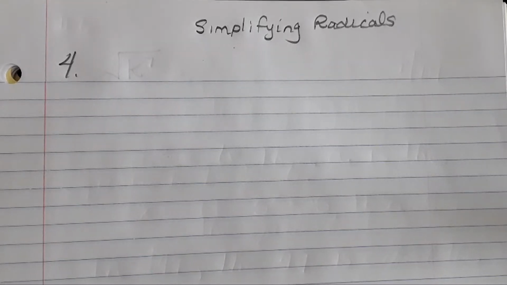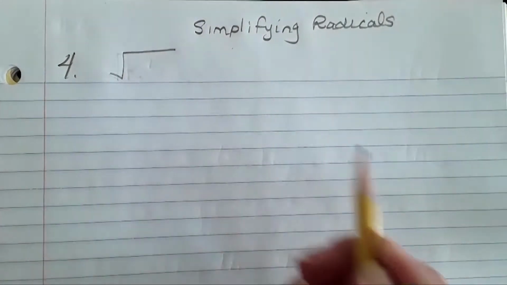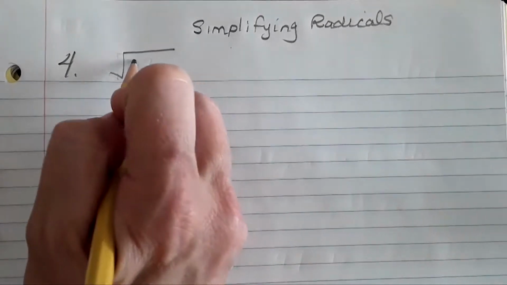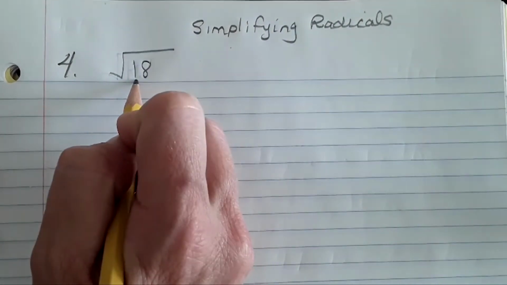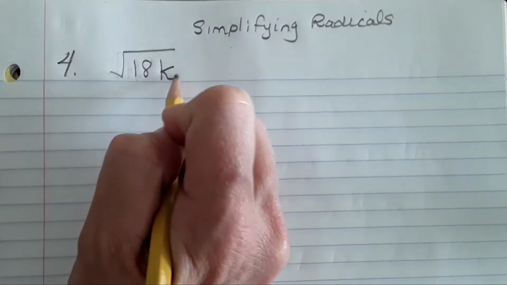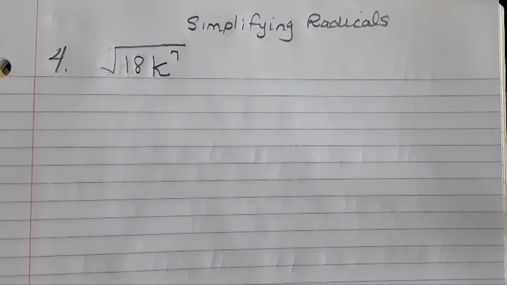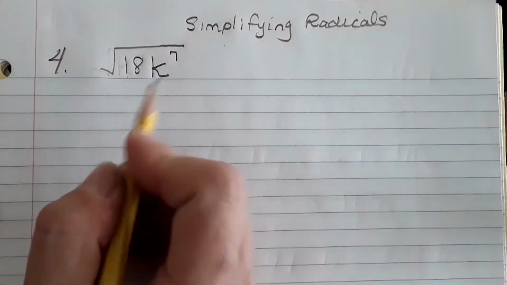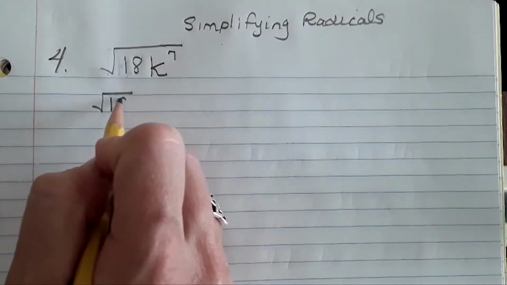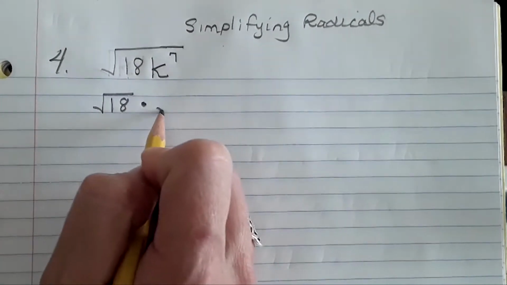All right, I want to add on to our last example for the notes that we had earlier today. This one is going to involve a variable, and you do that a little bit different than you do a whole number like 18. Let's put a k to the 7th power. We want to simplify that radical. So we can go ahead and break it apart so they each have their own radical.